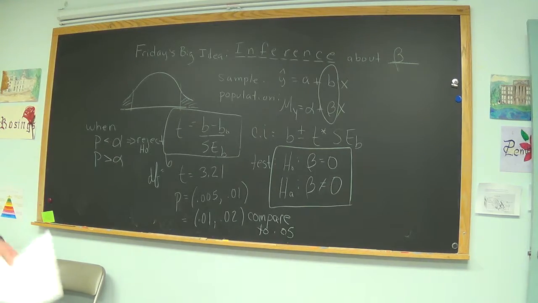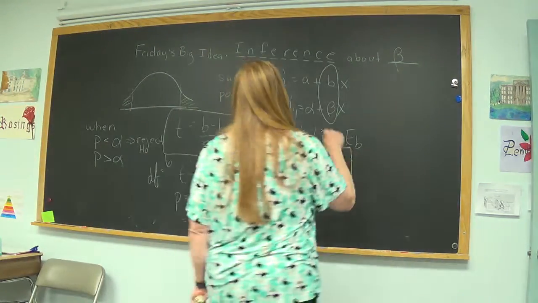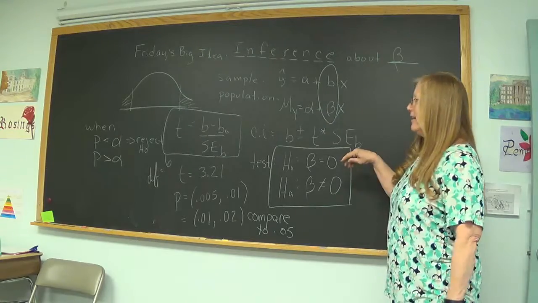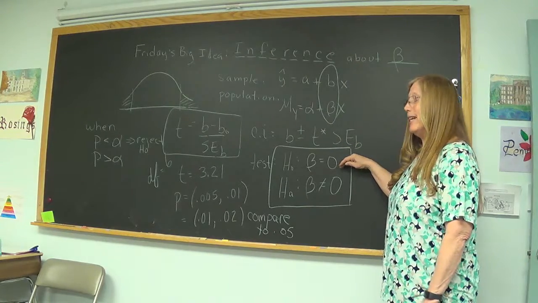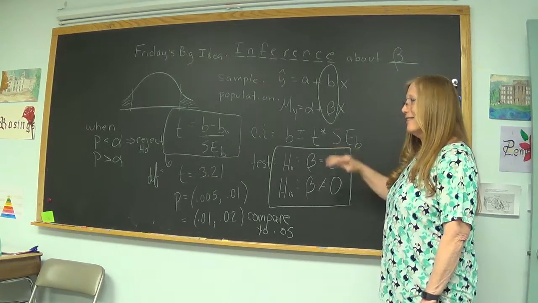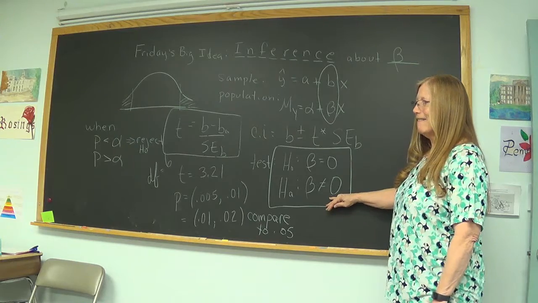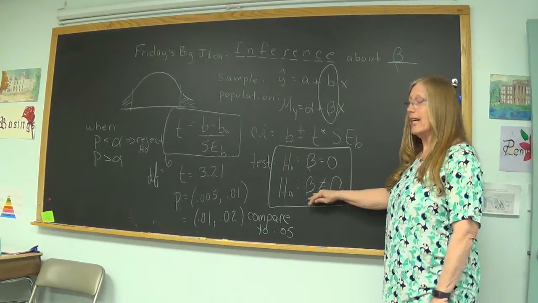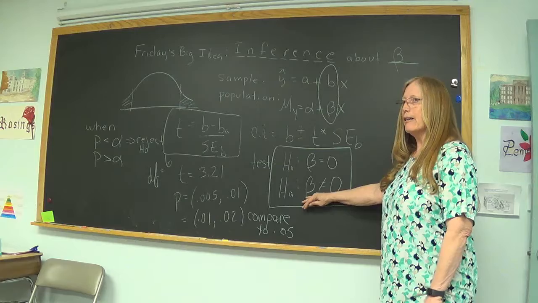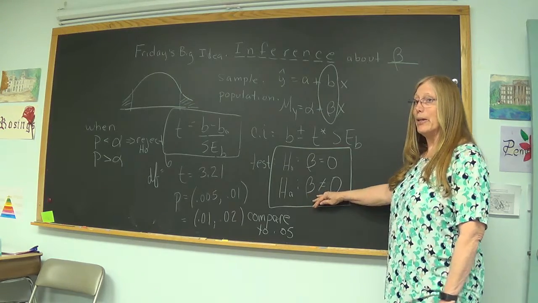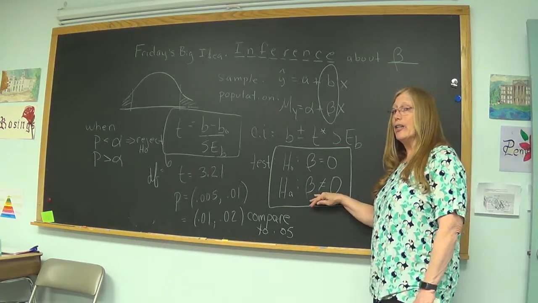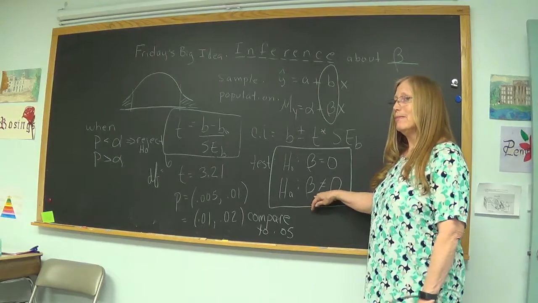If we say this, we're rejecting this, because there is enough evidence to say that H sub A is true. In this case, that is to say p is not equal to 0. What is that saying about the linear relationship? It's a positive linear relationship.